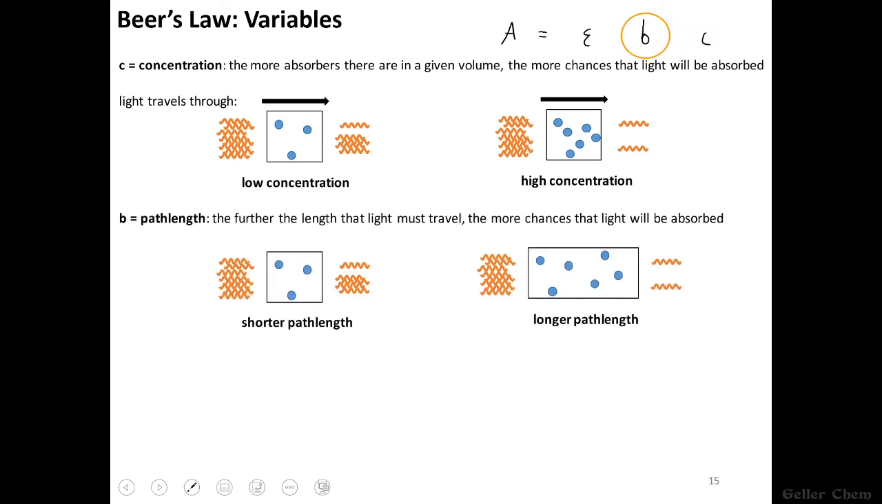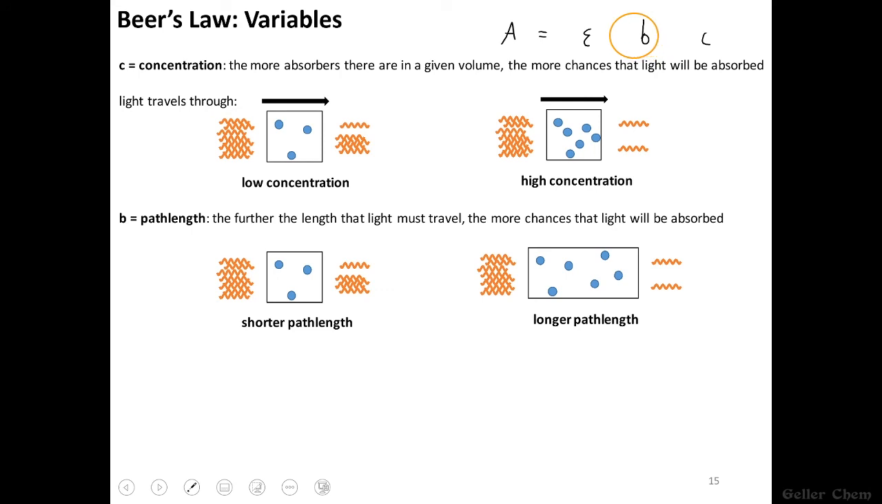Path length is also rather straightforward. The further the length that the light must travel, the more chances that the light will be absorbed. So now we have two different cuvettes with the same concentration. Notice that it's the same level of dispersion of these blue molecules. But because this length here is twice as long, there are once again double the chances of light interacting with one of these molecules and being absorbed.